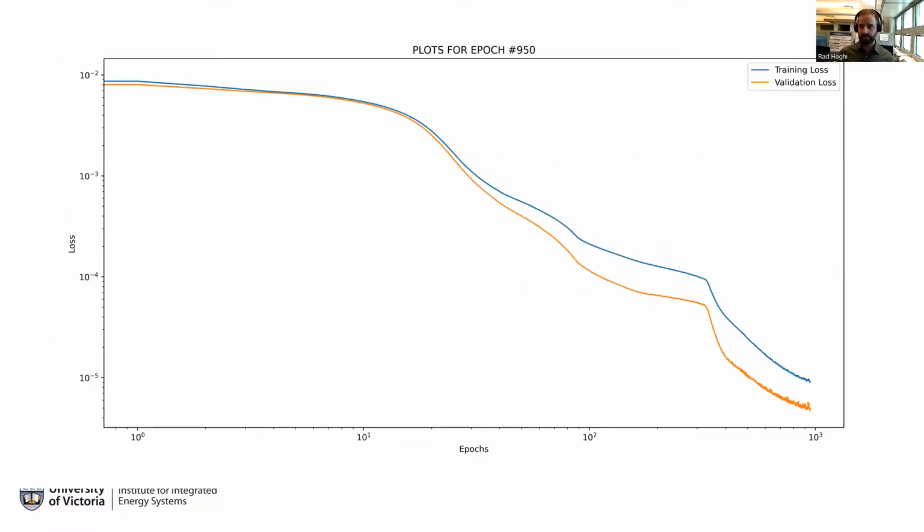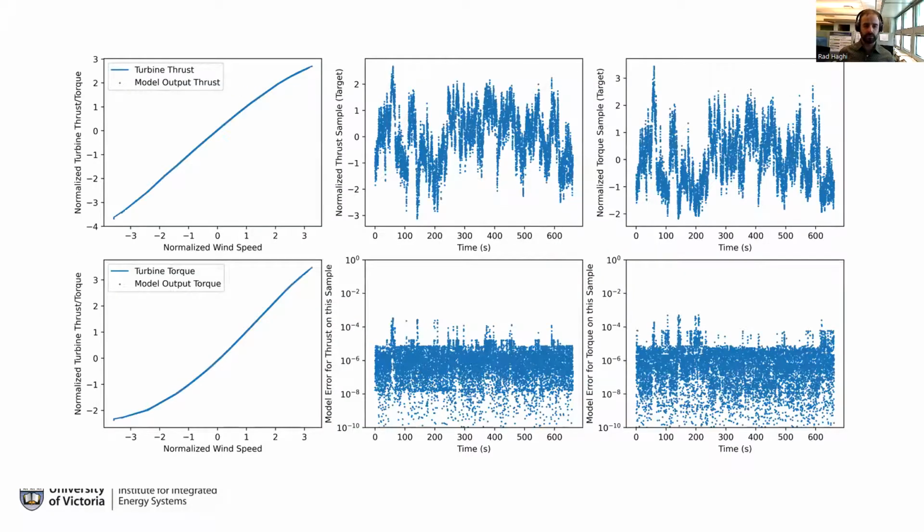This is the loss that we saw in the training procedure. So the loss went quite low. So it shows promising results, and this is what we saw in terms of model error for torque and model error for thrust. It's a pretty good match. So we can see that the result after 1,000 epochs is matching pretty well for normalized turbine thrust and what we have to see in the result.